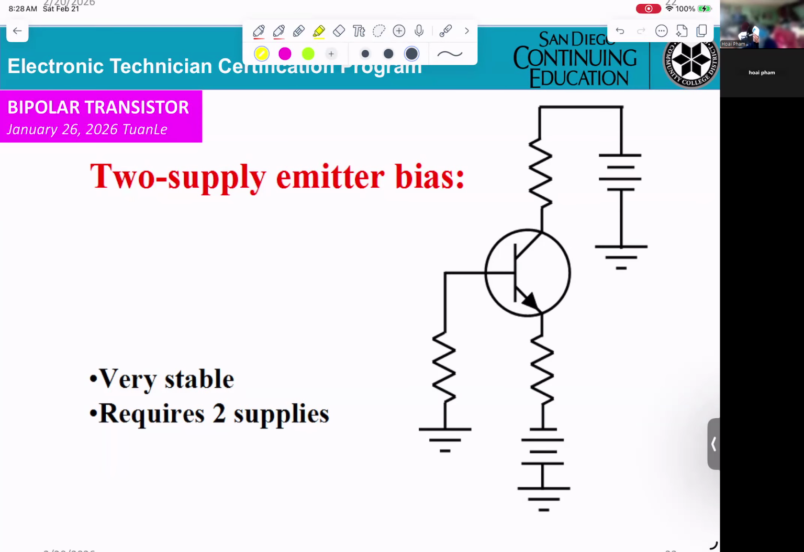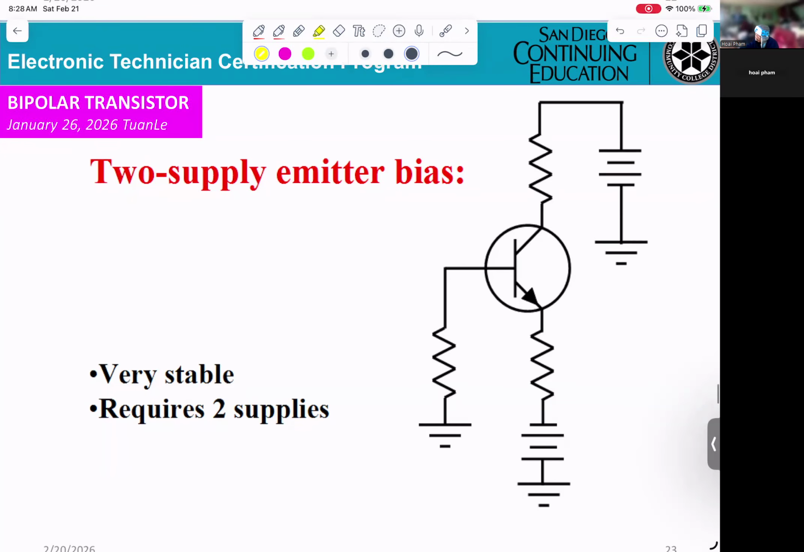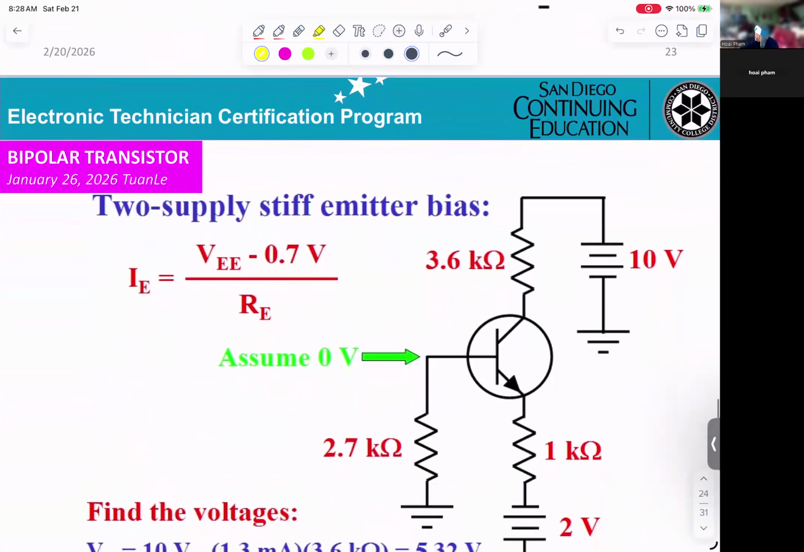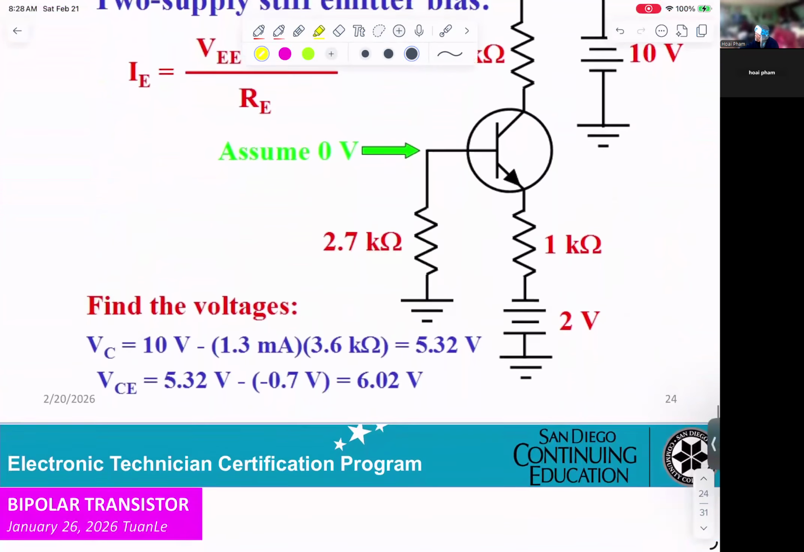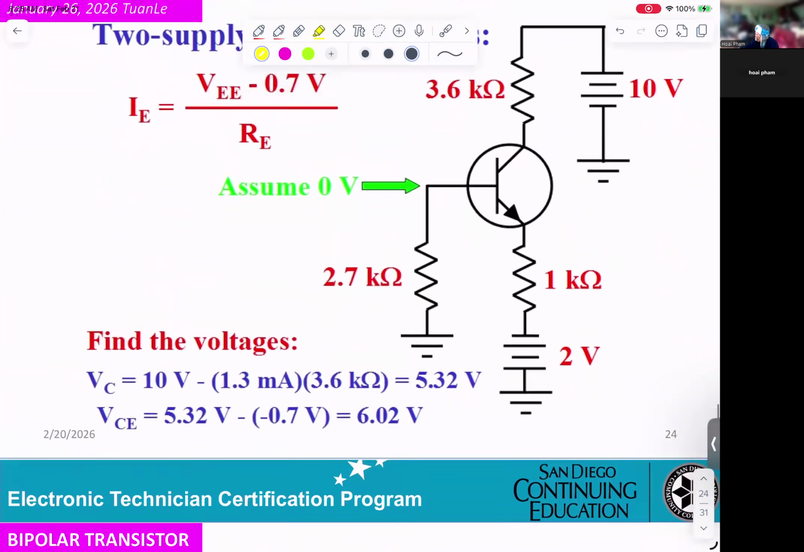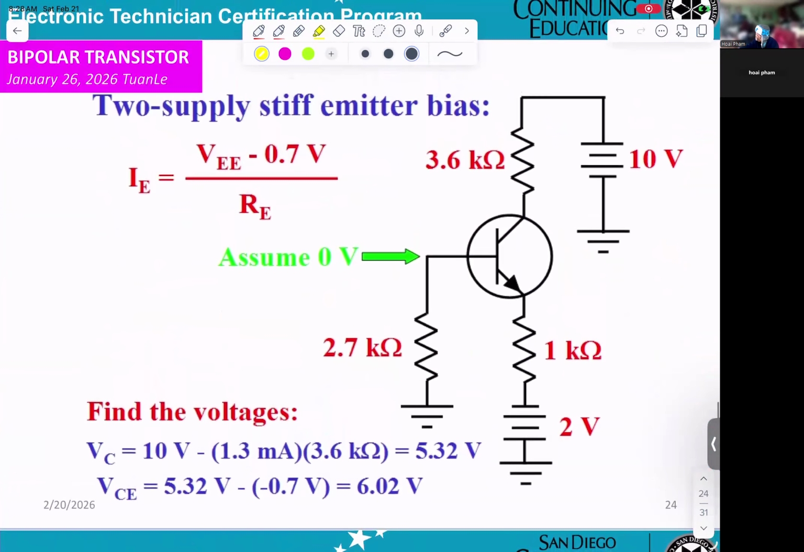That requires two power supplies. So no one wants to do it. That's just a calculation using two power supplies. Okay, not practical.